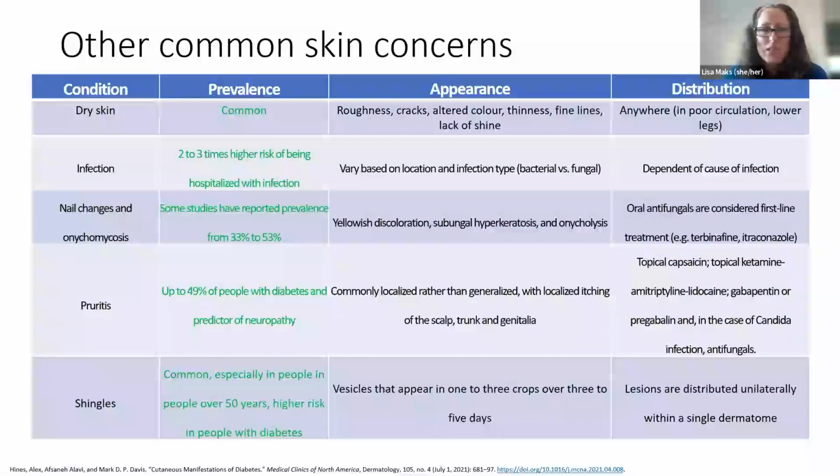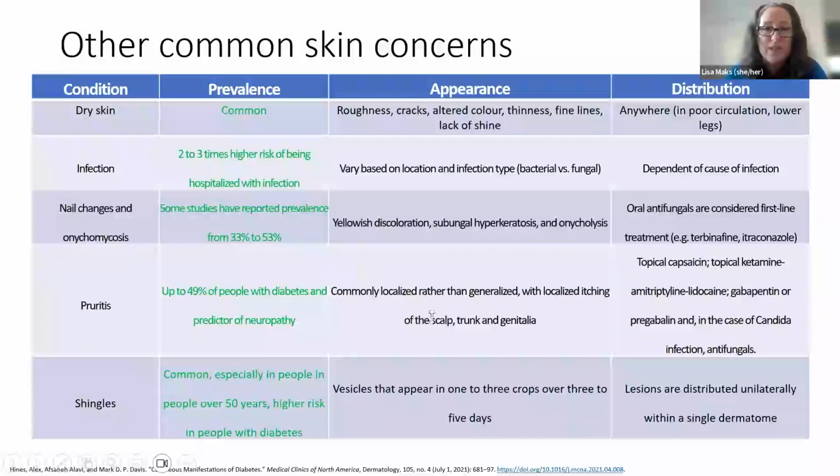So some other common skin concerns, dry skin, we mentioned before in the previous module, and that is quite common, and it can be anywhere on the body, and that's because of the high blood glucose causing dehydration. Infection, they're 2 to 3 times higher at risk of being hospitalized with an infection if they have diabetes, and that treatment will depend on the cause of the infection. Nail changes. We see a lot of this where the toenails get really thick or there's fungus underneath the nails. They definitely need some oral antifungals for that, and a prescriber would need to order that.